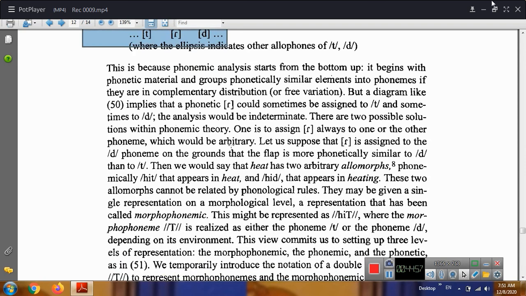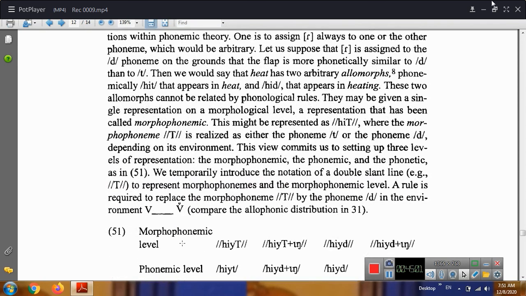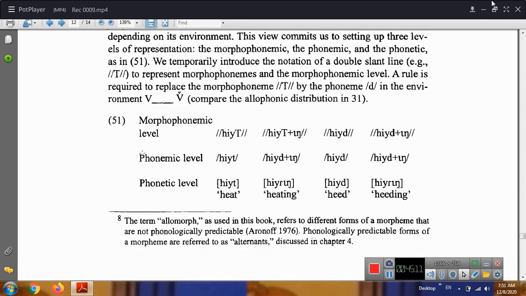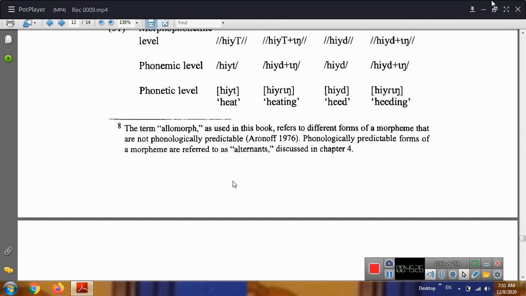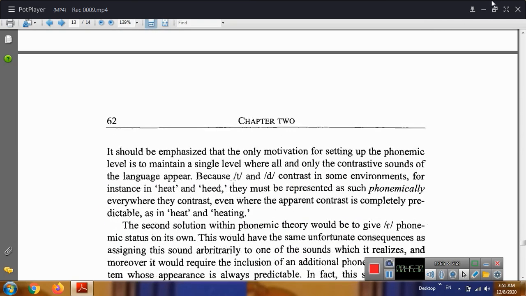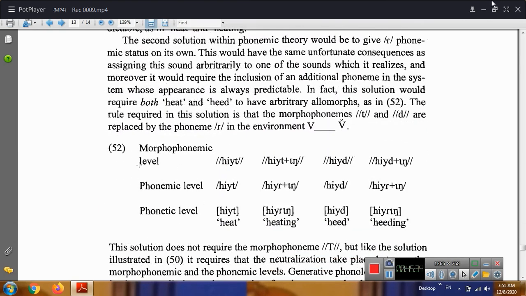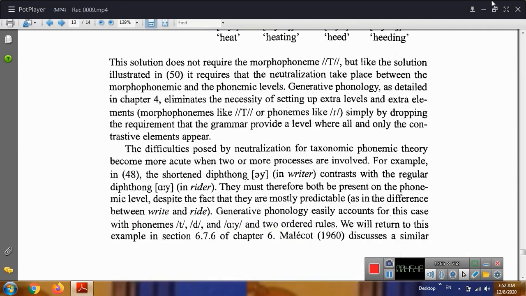Therefore, to solve this problem, we consider another level, which is the morphophonemic level, which we show in this way with double slant lines. By showing the morphophonemic level, we try to solve that rule. And here one allophone is related to one phoneme, to solve the problem of this theory. And here we have the second solution within phonemic theory, which is to give a phonemic status on its own in this way.